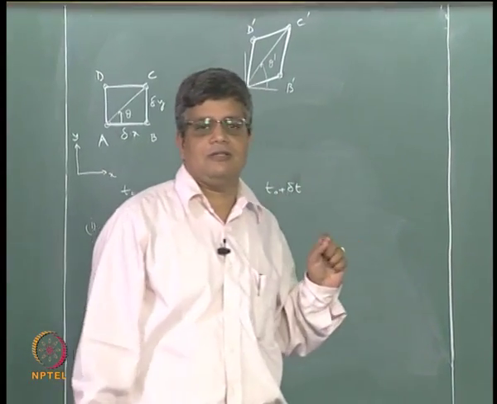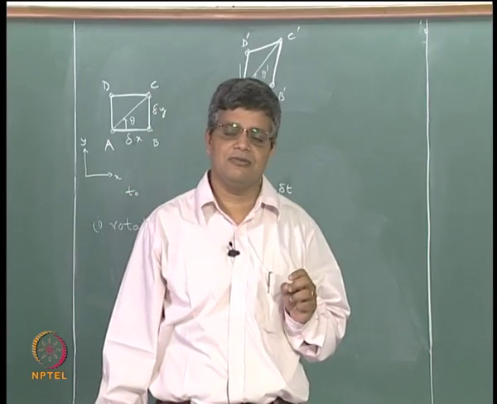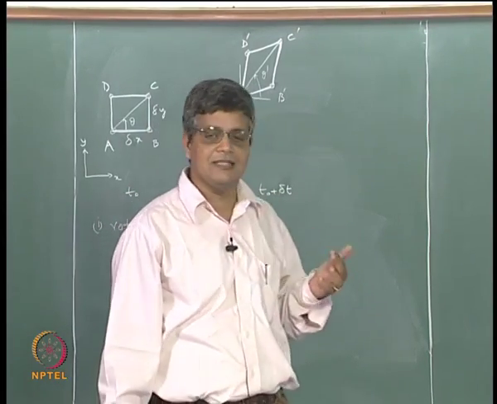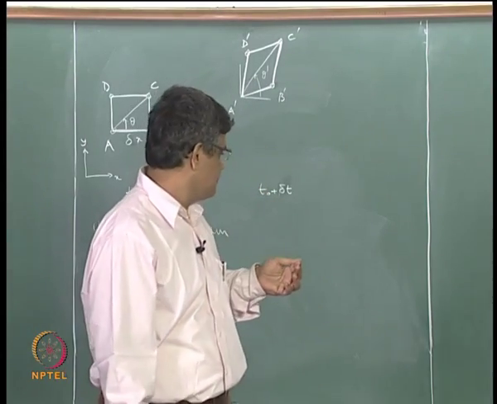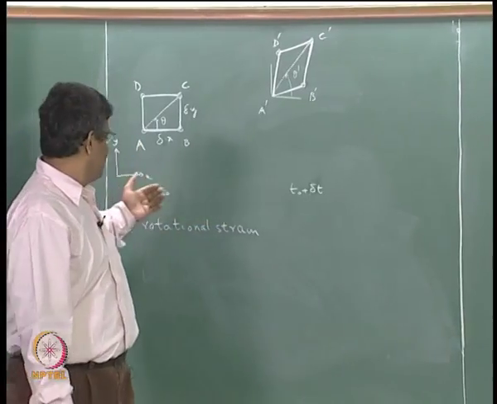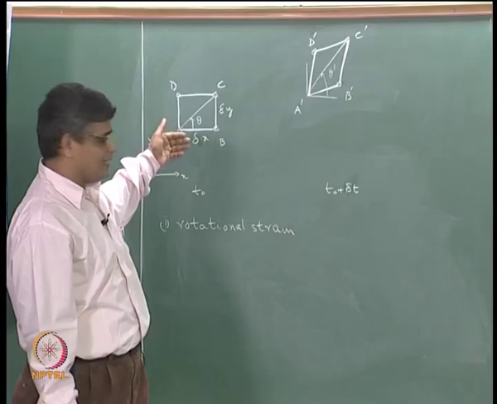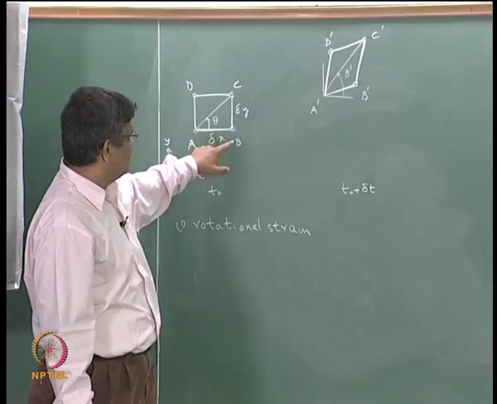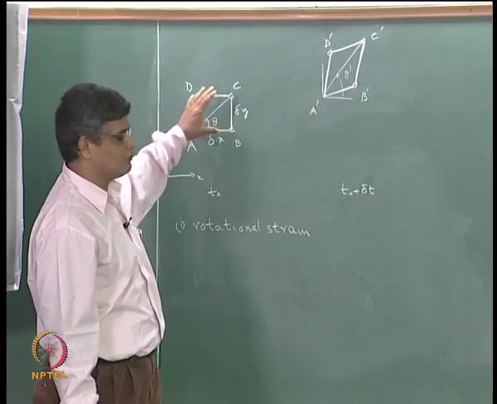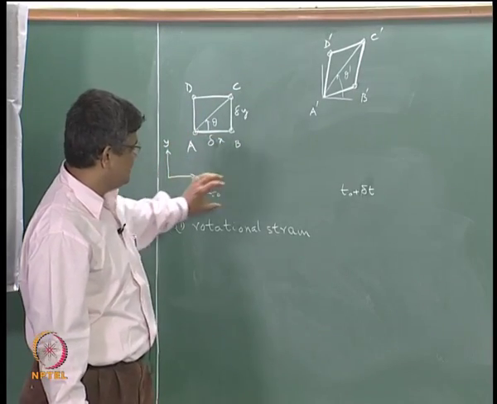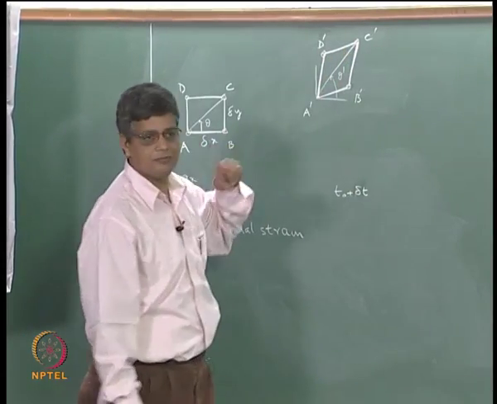Let us now try to examine the kinematics of fluid motion and see what kind of strain rates are happening as a fluid flows from T0 to T0 plus delta T, as exemplified by the relative motion of the points A, B, C, D, which represent 4 fluid particles, which in an interval of time of delta T have moved to A prime, B prime, C prime, D prime.